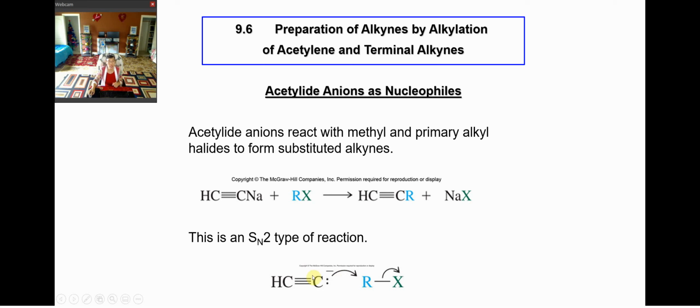This reaction goes through as an SN2 reaction, meaning the acetylide is attracted to the alkyl group in the alkyl halide. The carbon-halide bond is subjected to heterolytic bond cleavage. So again, you form sodium chloride or sodium halide. Chloride-based compounds are more commonly used, as are bromides.